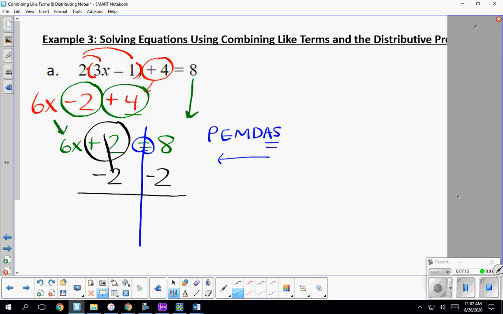So 2 minus 2 is 0. We're going to drop down 6x. 8 minus 2 is 6. And now, again, we're trying to isolate this variable, so we need to get rid of that. And that guy says 6 times x. So to undo multiplication, we're going to divide. And when we divide on both sides, we're going to end up with x, and 6 goes into itself one time.